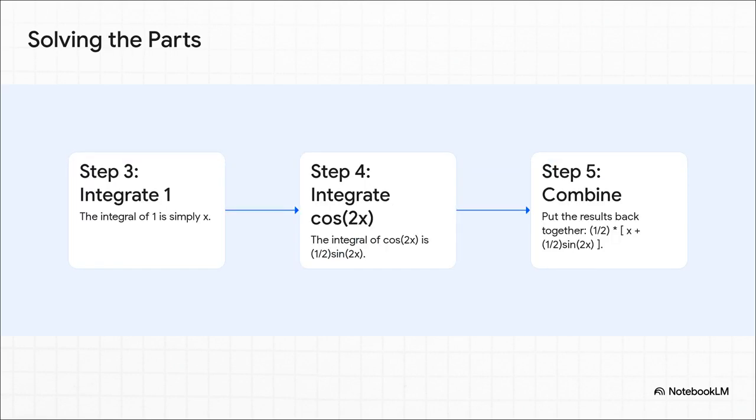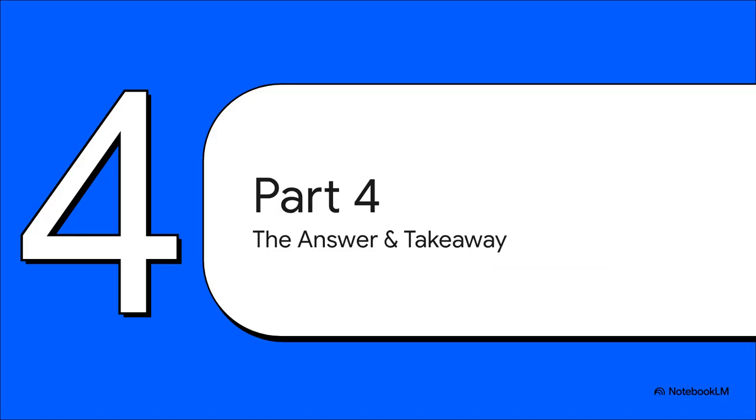Now we just knock them down. The integral of 1, that's just x. Easy. The integral of cosine of 2x is a standard one that gives us 1/2 sine of 2x. Now we just put those two pieces back together inside the brackets, and we get this expression right here. We are on the home stretch. We're just going to distribute that constant we pulled out, add one final piece to the puzzle, and we will have our complete solution.